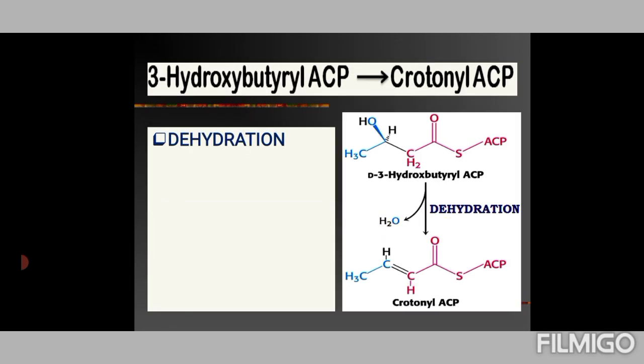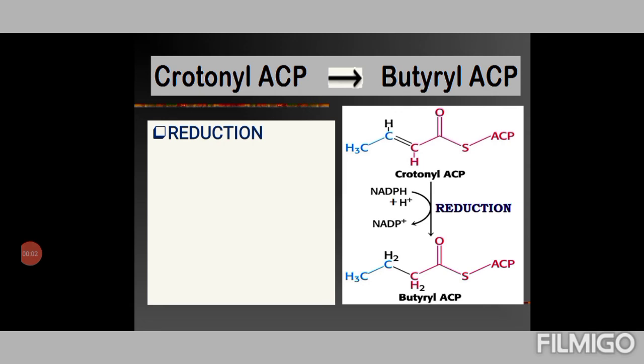Now the next step is the dehydration step, where hydroxybutyryl ACP gets converted to crotonyl ACP with the help of the enzyme 3-hydroxyacyl ACP dehydratase. Here again on the third carbon, a double bond is induced with the dehydration to give crotonyl ACP, and there is the loss of a water molecule, obviously, since this is a dehydration step. And the final step is the second reduction. The final step in this first cycle is reduction of crotonyl ACP to butyryl ACP.